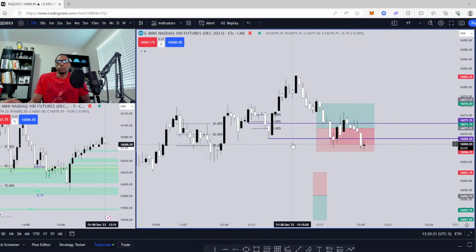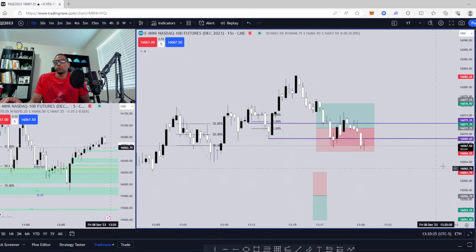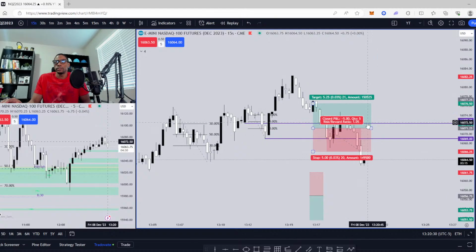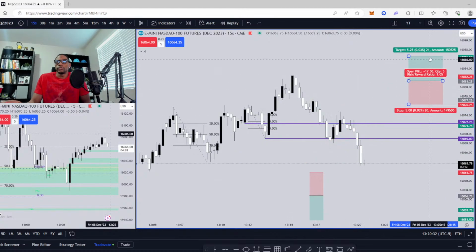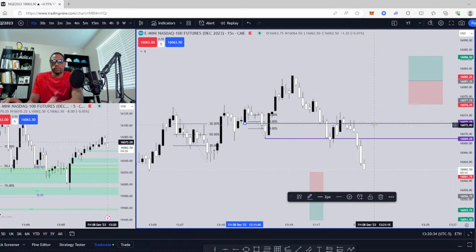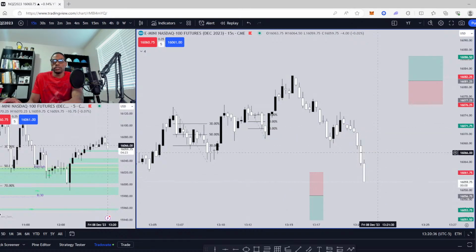So now we're kind of in a wait and see pattern. Now that price didn't deliver on any of the retracement levels, it just ended the 70% trade there. So let's move this out of the way and let's sit back and reevaluate.